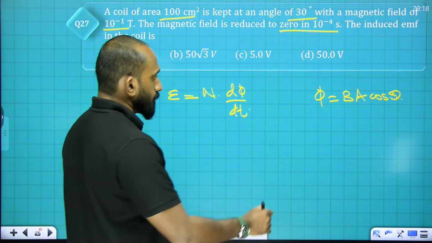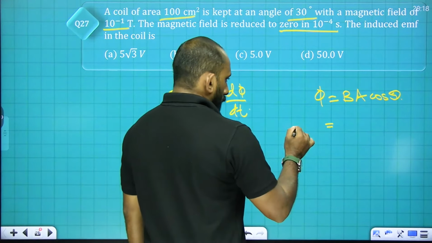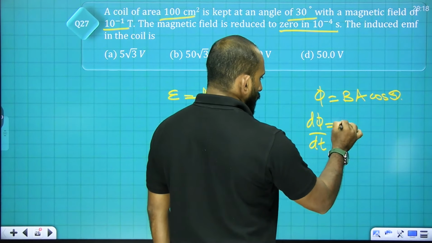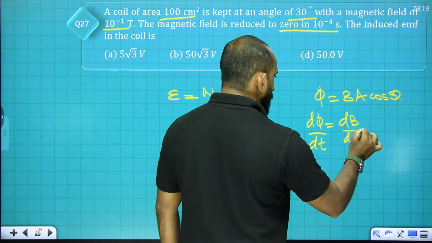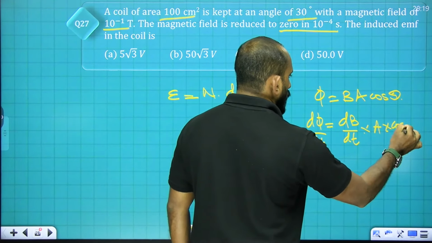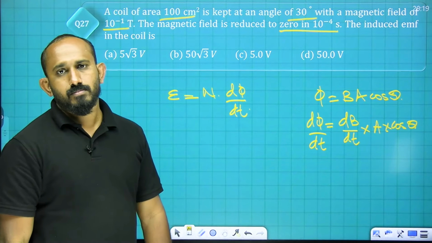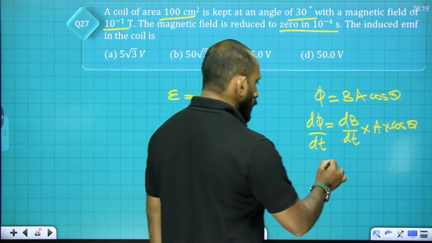So d phi by dt will be dB by dt times A times cos theta. So it will be equal to, what is dB by dt?